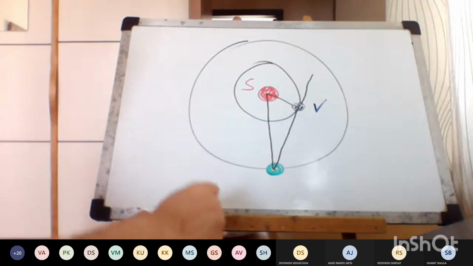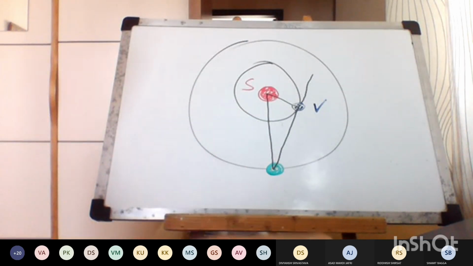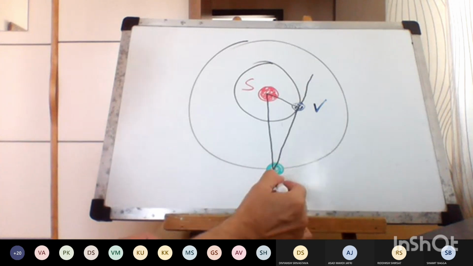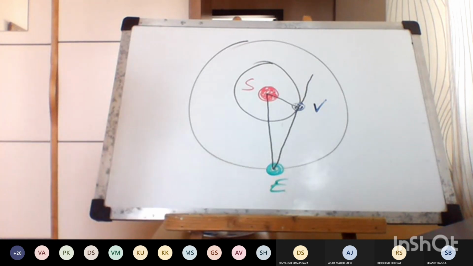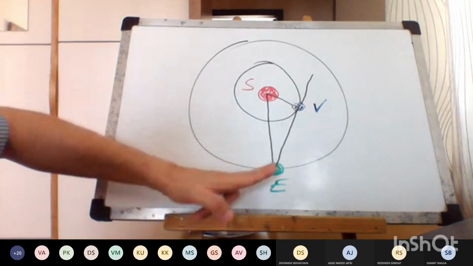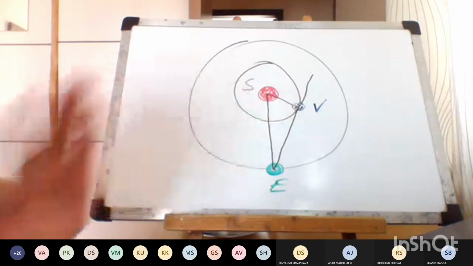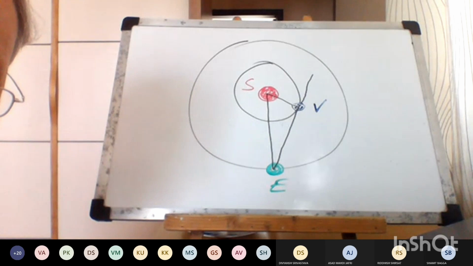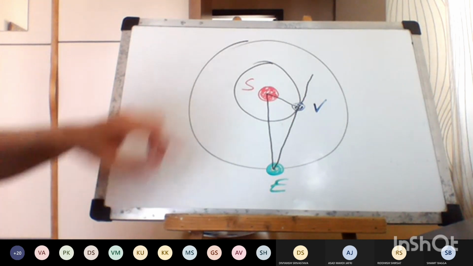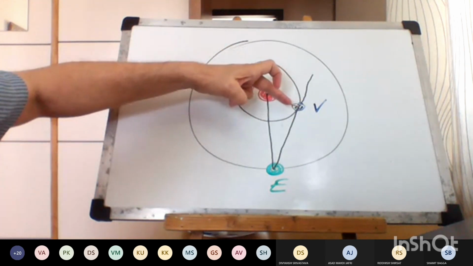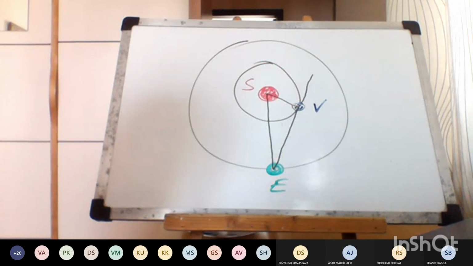Yesterday, what did we say? At the time of maximum angle, or the elongation, EV will be a tangent to the circular path of Venus. So it is the tangent to the circular path of Venus, and if you drop a line from the center of the Sun, it will be perpendicular. So this is geometry.